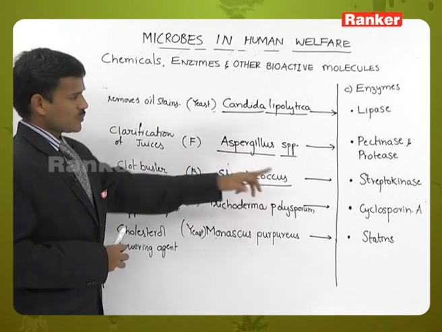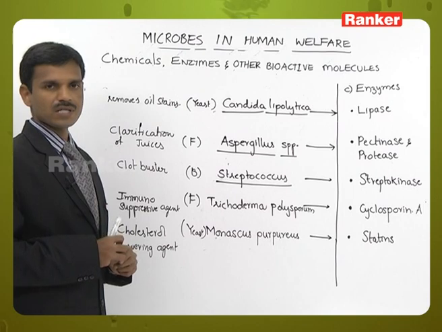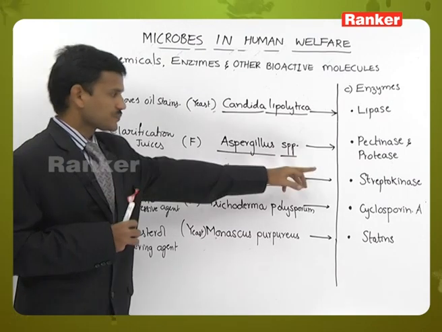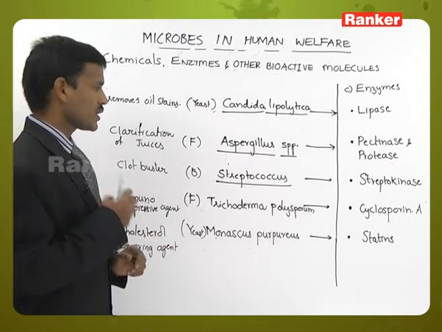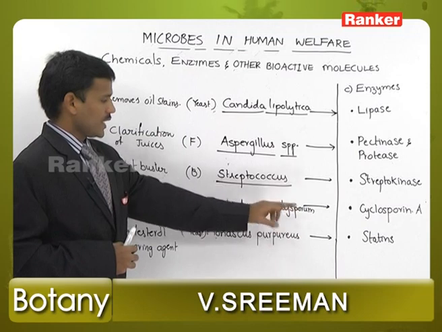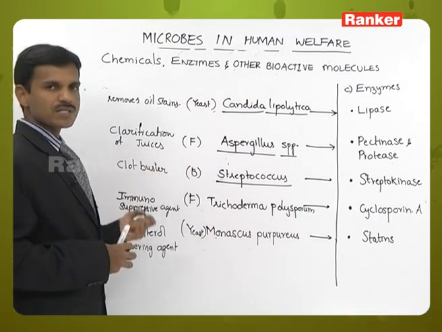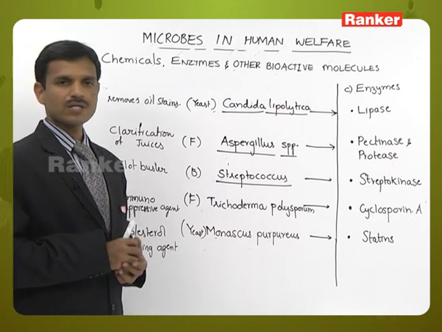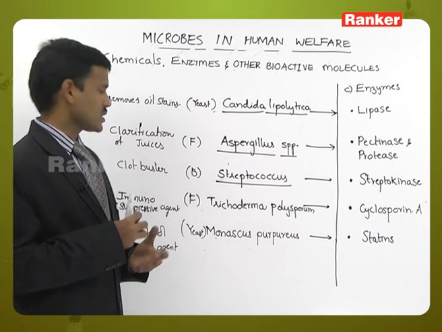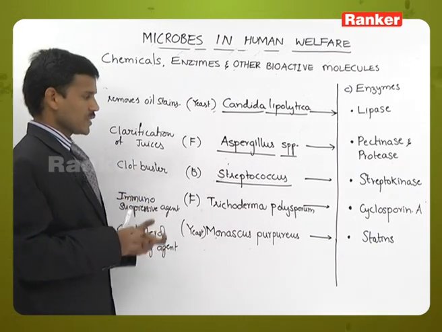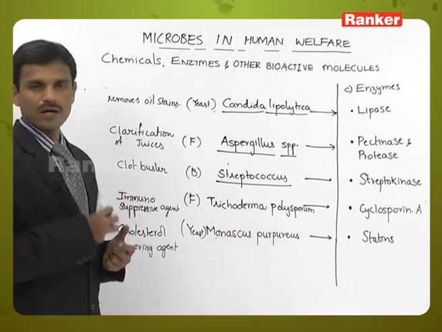Streptokinase is also called a clot buster. It removes the clots formed in the blood vessels. So, indirectly, it is preventing the heart attack. Cyclosporin A is a chemical or bioactive molecule that suppresses the immune system in organ transplantation patients. After the organ transplantation, it suppresses the immune system for some time. Next, statins reduce or lower the cholesterol content.